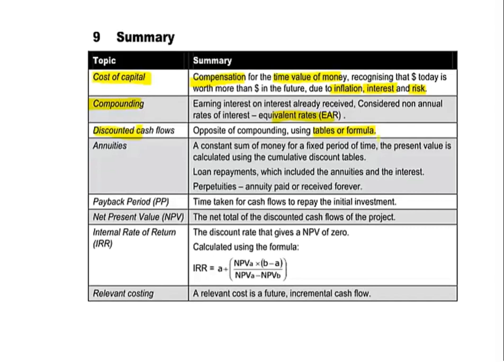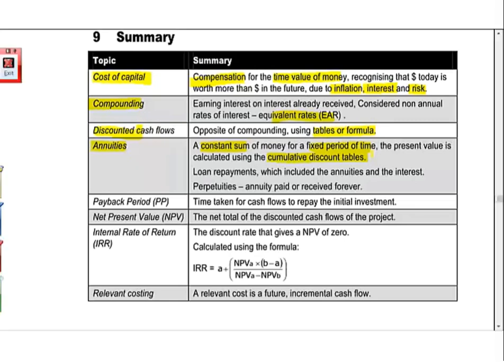Remember though, with the discounting, the first set of tables is when we just have a one-off cash flow. We use the cumulative discount factor tables when we have an annuity, the same amount for X number of years. And to work out the present value of an annuity, you have to use that second table, the cumulative discount table, where the sum of the discount factors has already been added up for you. We can work out for loan repayments the value of each repayment, taking into consideration the capital repayments and the interest to give one annuity.